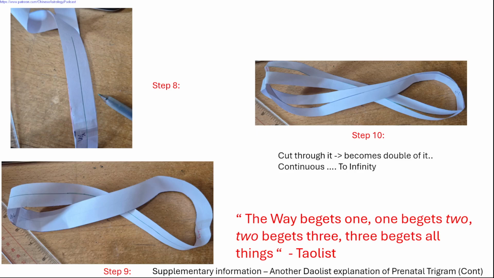This fully demonstrates the Taoist idea of 1 begets 2, 2 begets 3, 3 begets all things, where all things means infinity. So it is so easy to understand. From just this perspective, Taoists want to say that everything can be manipulated into infinity.